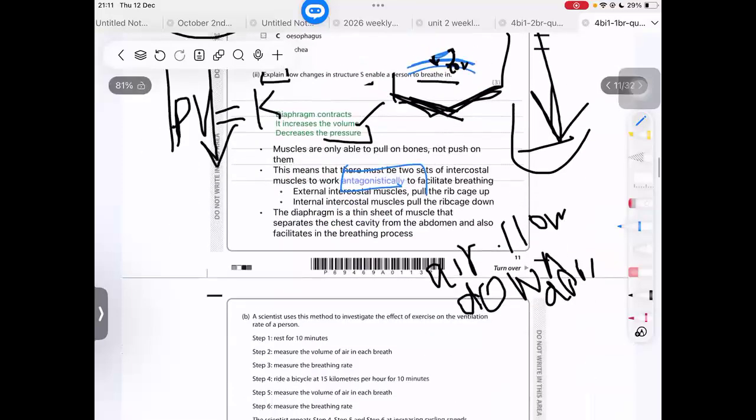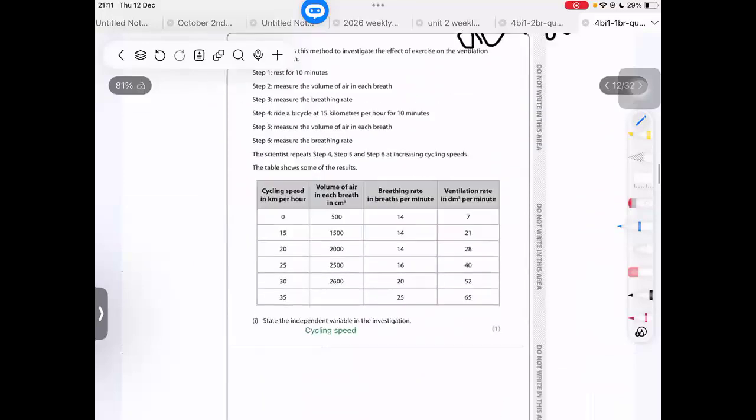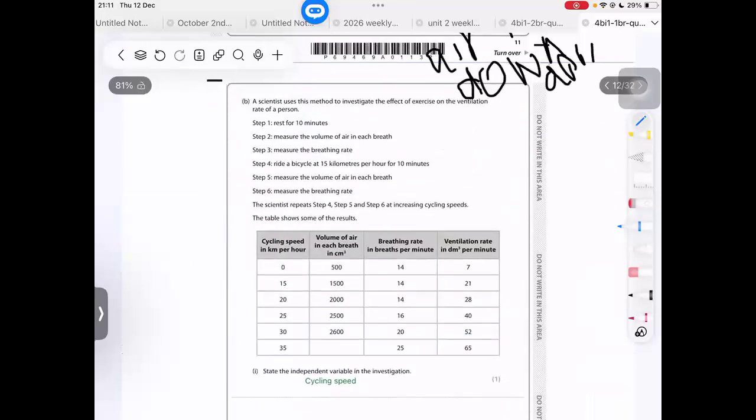Now, let's move on to the B1. Here they have said a scientist used this method to investigate the effect of exercise on the ventilation rate of a person. They are asking us to find the independent variable in the investigation. They have given some steps to do the experiment, and finally they are calculating the ventilation rate in decimeter cube per minute, right? Here they are asking us to state the independent variable.